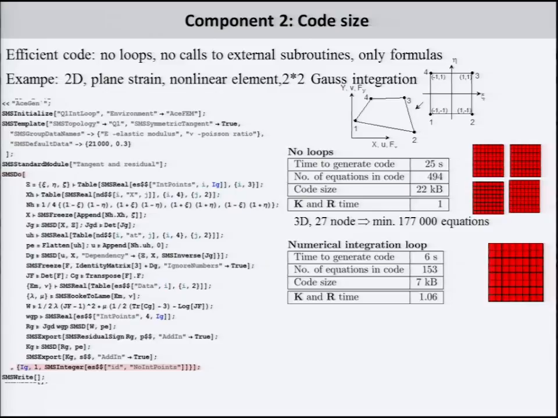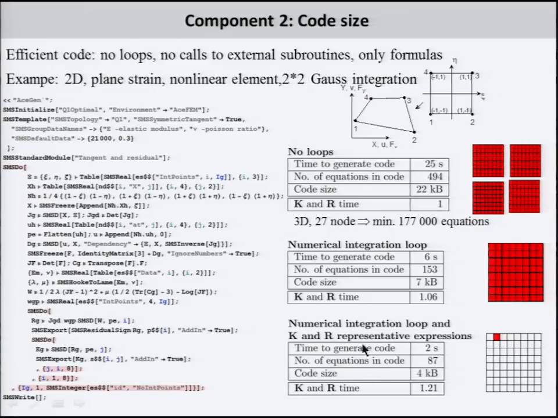So we have to put in some loops. If you put in a numeric integration loop, the code size goes down, but efficiency does not decrease significantly. And if you put in another loop, over the elements of the tangent matrix and the residual, maybe we get only 4 kilobytes of code and a drop of 20% of efficiency for evaluation of the tangent and residual. So we can attack huge problems with this kind of approach without losing much efficiency.